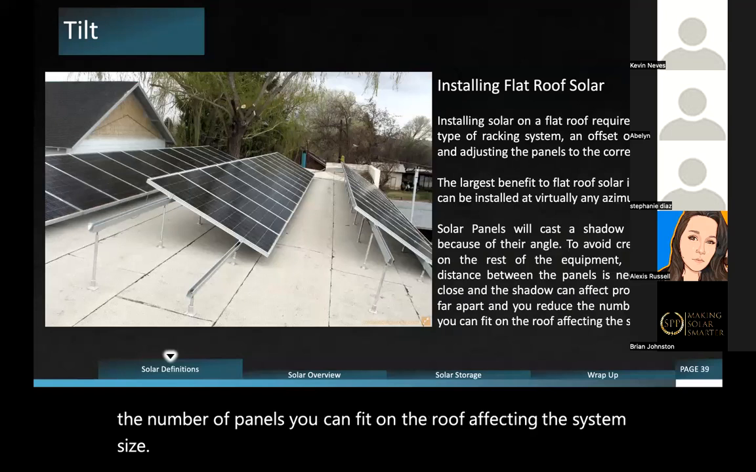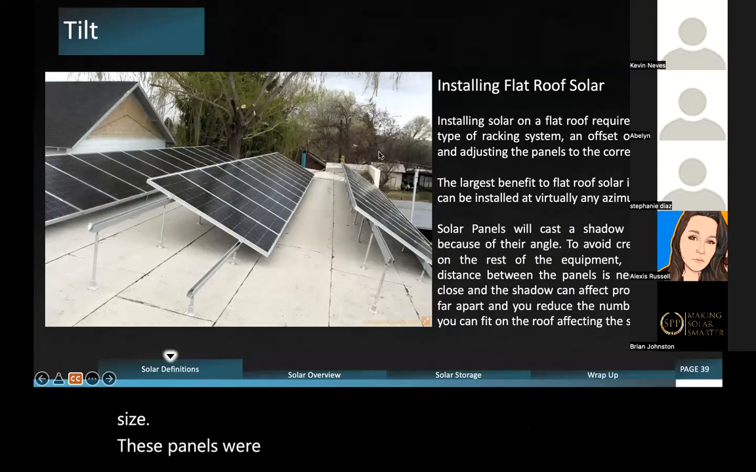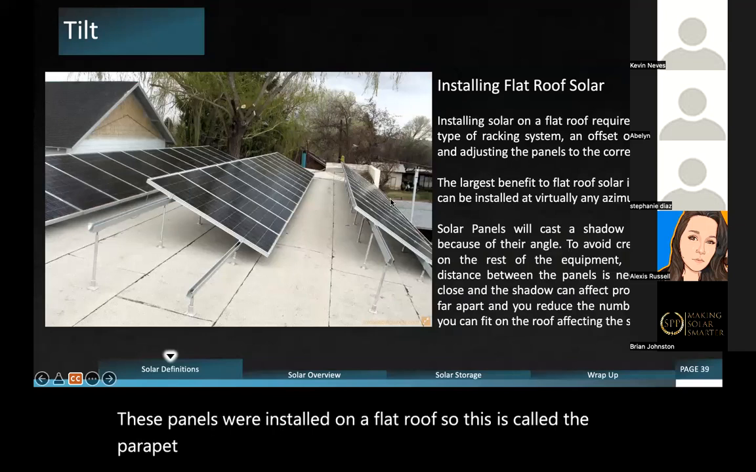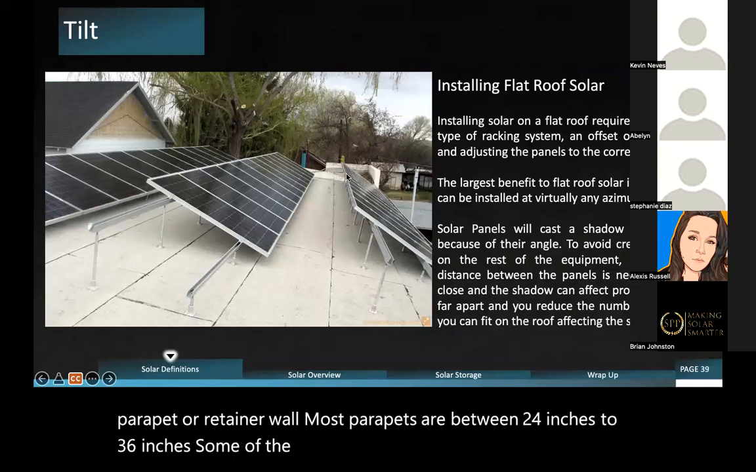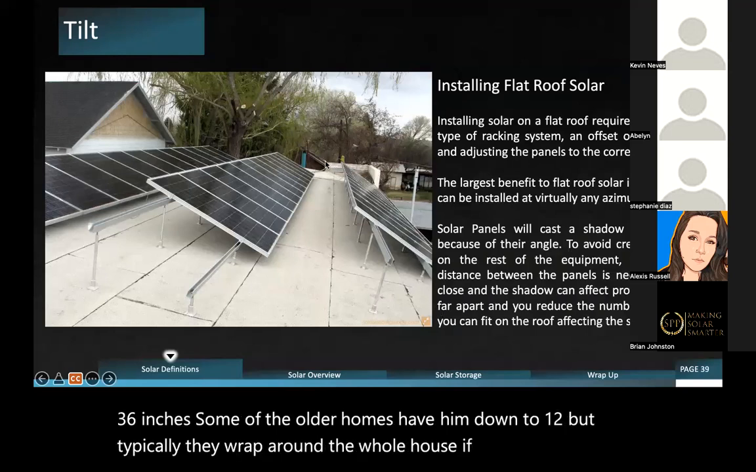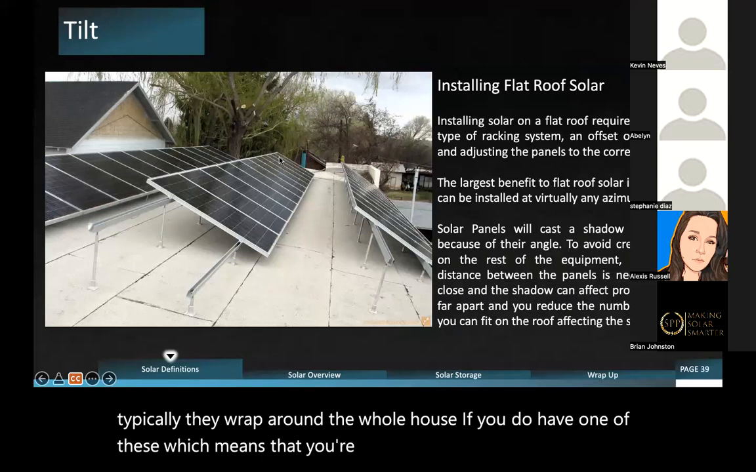So these panels were installed on a flat roof. So this is called a parapet or a retainer wall. Most parapets are between 24 inches to 36 inches. Some of the older homes have them down to 12. But typically, they wrap around the whole house if you do have one of these, which means that you're never going to see these panels.